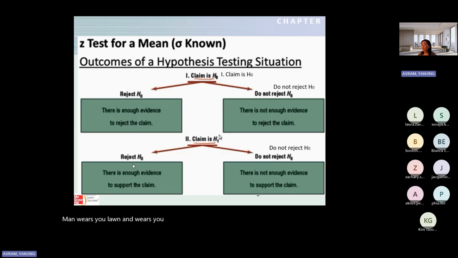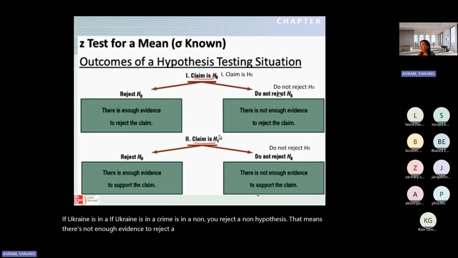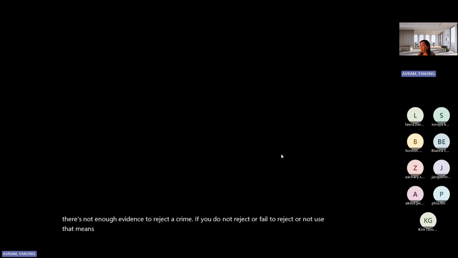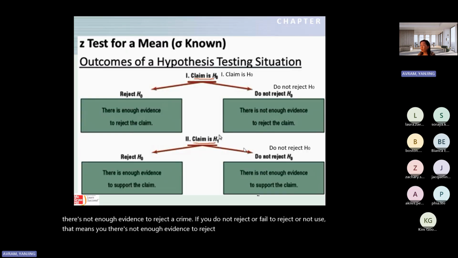If you cram is in a learn, you reject the null hypothesis. That means there's not enough evidence to reject the cram. If you do not reject or fail to reject the null, that means there's not enough evidence to reject the cram. So this is the page. It's 4 different outcomes. This is a page you can use to determine which conclusion you're going to have.